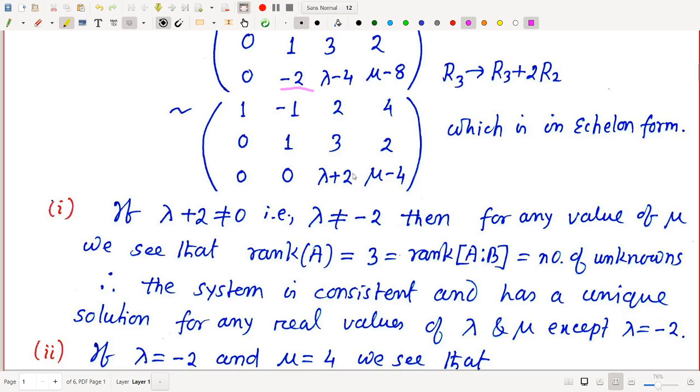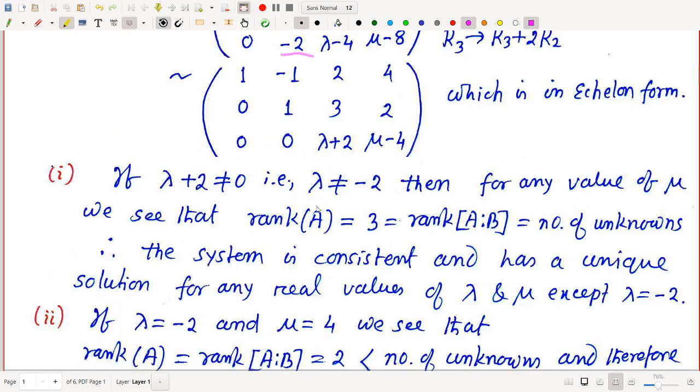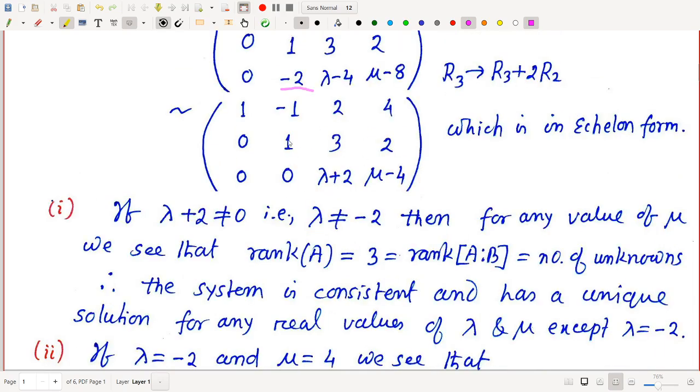Now we shall investigate for what values of lambda and mu this system has a unique solution, infinitely many solutions, and no solution. So first we shall see for unique solution. For unique solution, we know the rank of the augmented matrix and the rank of the coefficient matrix should be equal, and that should be equal to the number of variables, the number of unknowns. So there are 3 unknowns, 3 variables, so the rank should be 3.